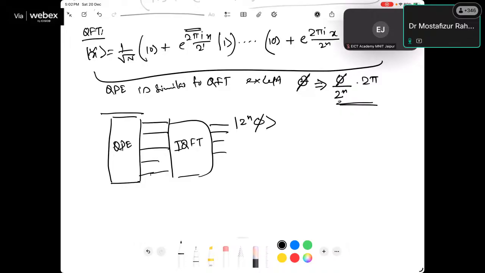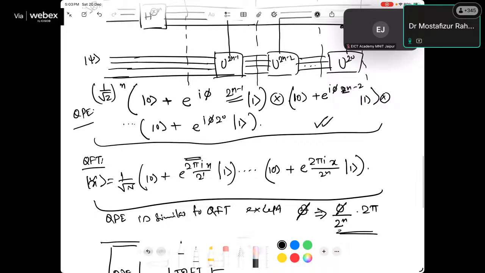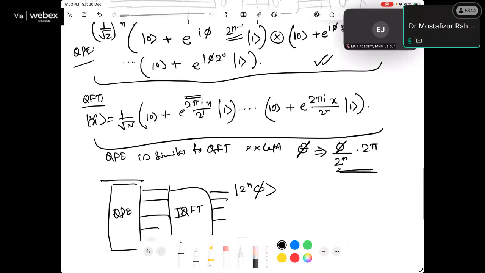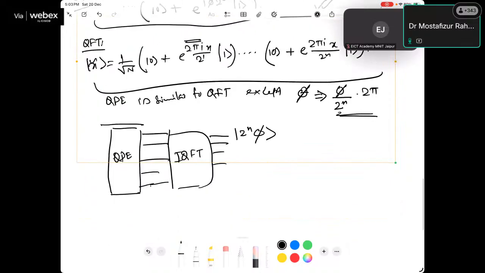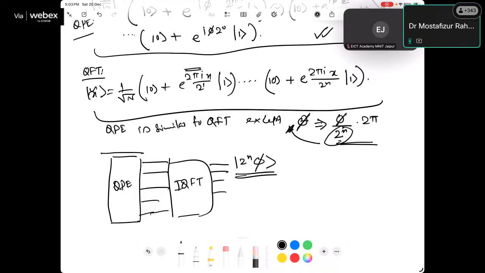In the HHL algorithm, we'll see that in the construction of the whole QPE circuit, the first part of the circuit will give you this quantum state, and if you multiply with the inverse quantum Fourier transform, just as you design the QFT circuit, if you design the IQFT circuit, the reverse one, right? If you multiply these two blocks with each other, what you will be left with is this 2 to the power n times this phi part, right? So this is your first, this particular part.